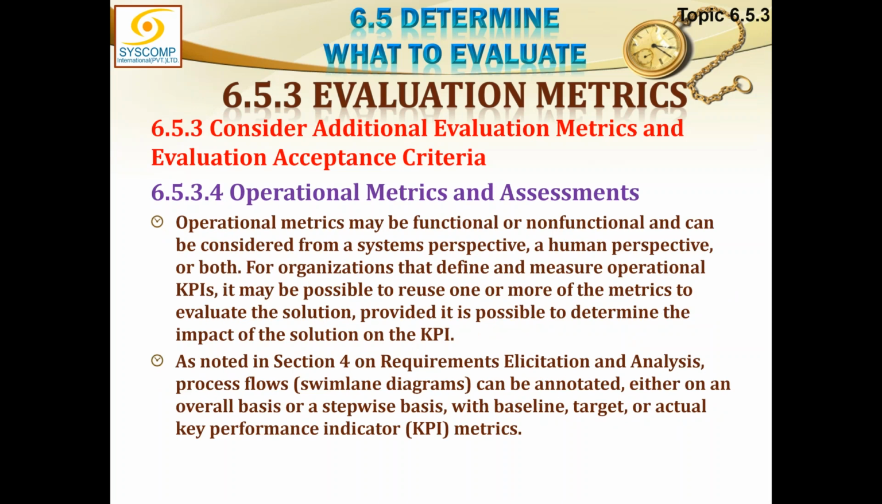Operational metrics may be functional or non-functional and can be considered from a system perspective, a human perspective, or even both. For organizations that define and measure operational KPIs, it may be possible to reuse one or more of the metrics to evaluate the solution, provided it is possible to determine the impact of the solution on the KPI. As stated in the previous section on requirement elicitation and analysis, process flows, we learned about the swim lane diagram, which can be annotated either on an overall basis or a stepwise basis with baseline, target, or actual key performance indicator metrics. So we can even show the KPIs right on the swim lane diagram.